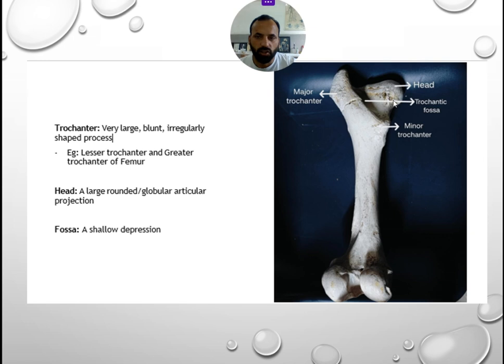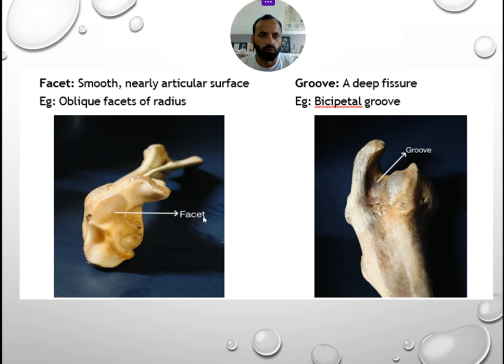Then any globular structure at the end of a bone, you call a head. Then the fossa, a shallow depression, which we have already discussed. Then the facets, usually present in the radius: smooth, nearly flat articular surfaces. You call them facets. You just see the facets for the carpal bones. You have the proximal row of the carpals here, and the median carpal will articulate. So this is the facet.